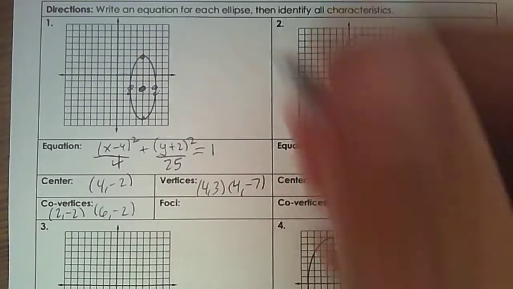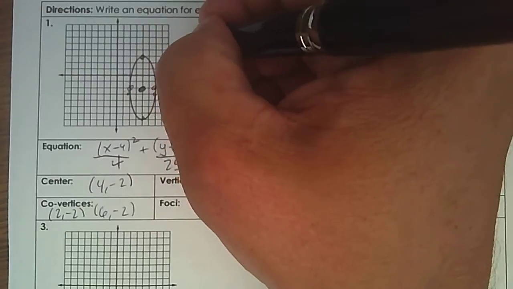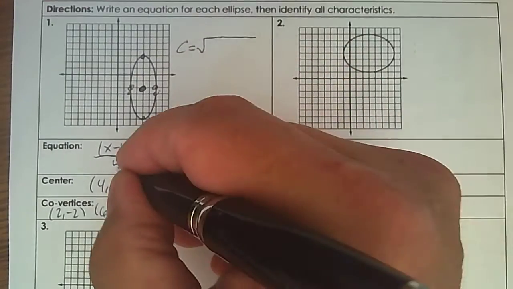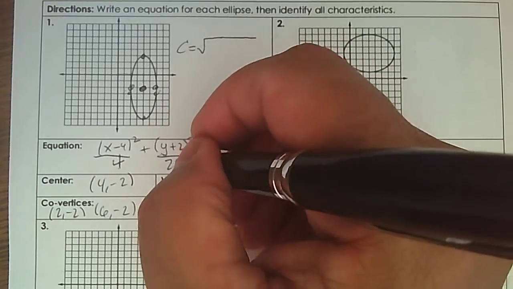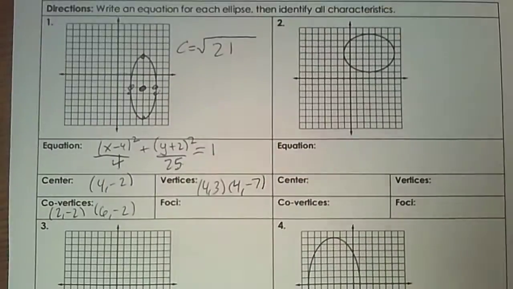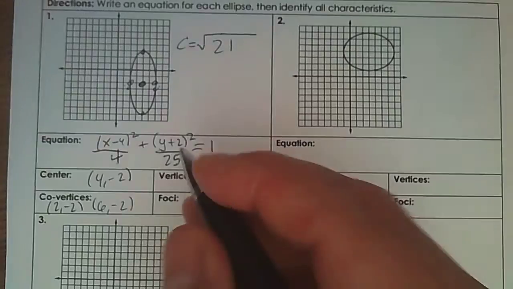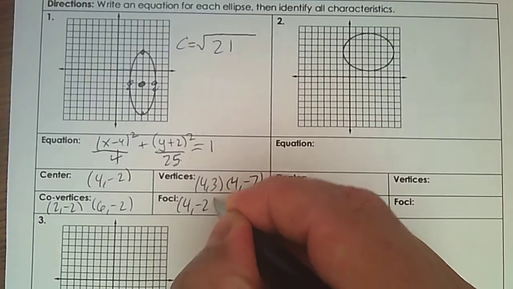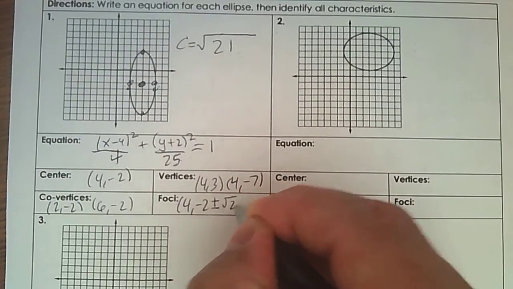The foci. So we just need to understand that to find c, it's the square root of a squared minus b squared. So it's 25 take away 4, which is 21. So the foci affects the y coordinate. So we're going to write down the center. It's the y coordinate plus or minus root 21, and we found the foci.